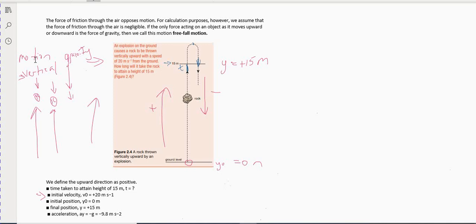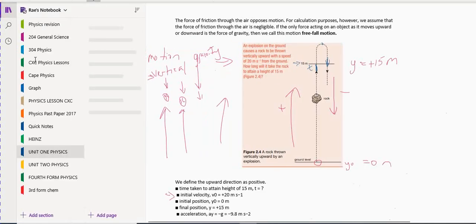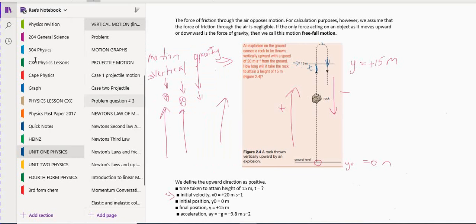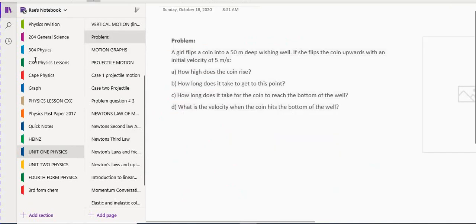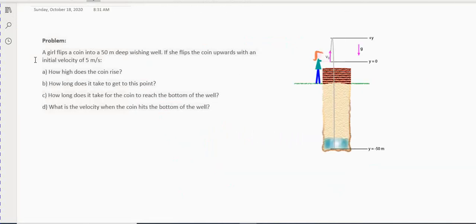Right. Let's see if there are any other problems related to that we can actually look at. Yes, let's look at another problem. Alright, let's look at this problem.